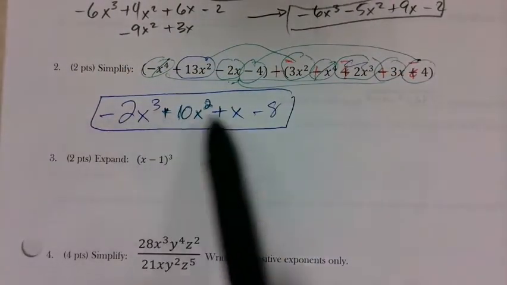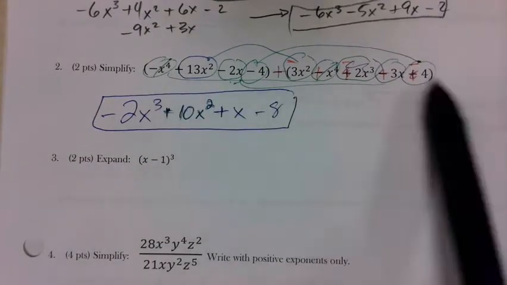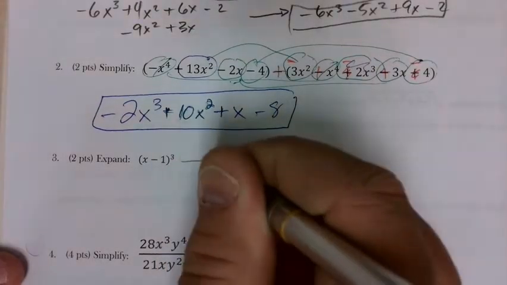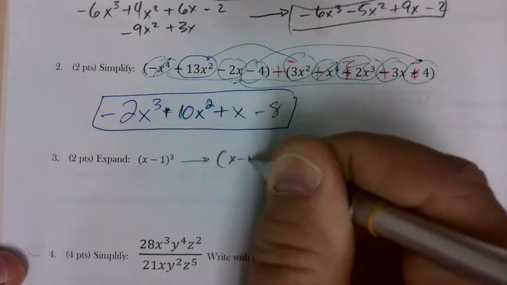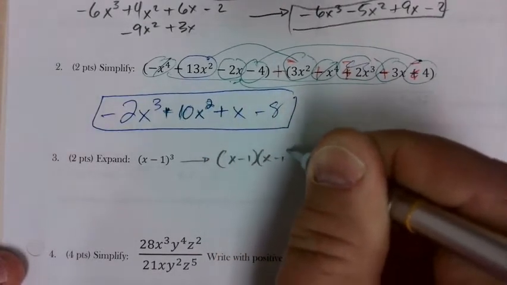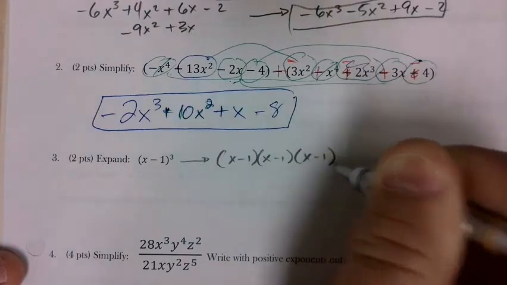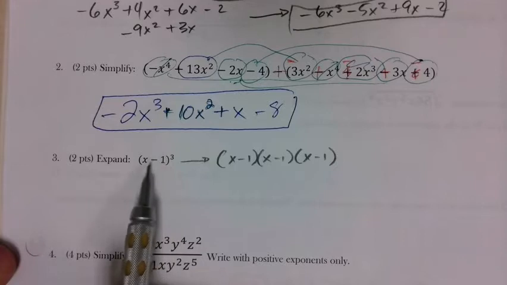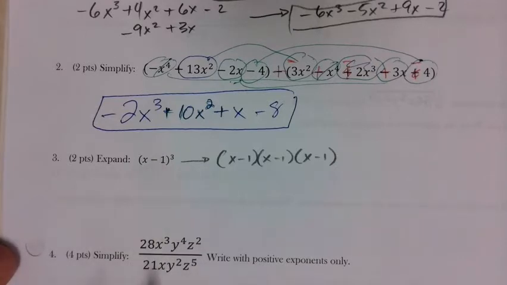So even though there's just an answer there, there's actually a lot of thought that went into there, right? Okay. Expand. X minus 1 cubed. Well, x minus 1 cubed means x minus 1 times x minus 1 times x minus 1. Do not just try and pop this off in your head or go, oh, that's x cubed minus 1. That's probably another really common mistake.